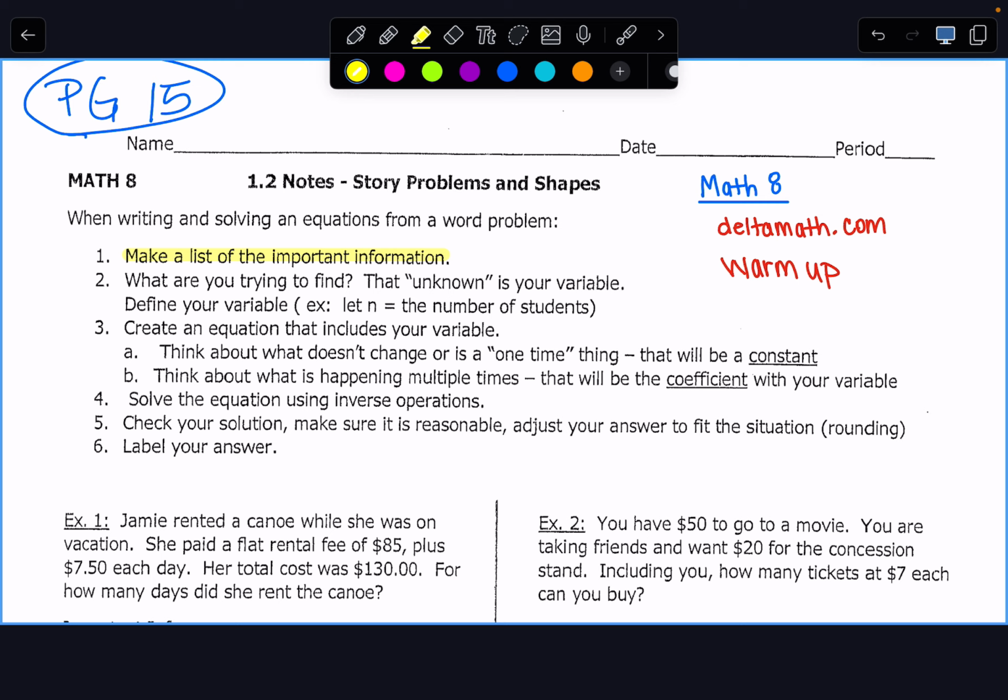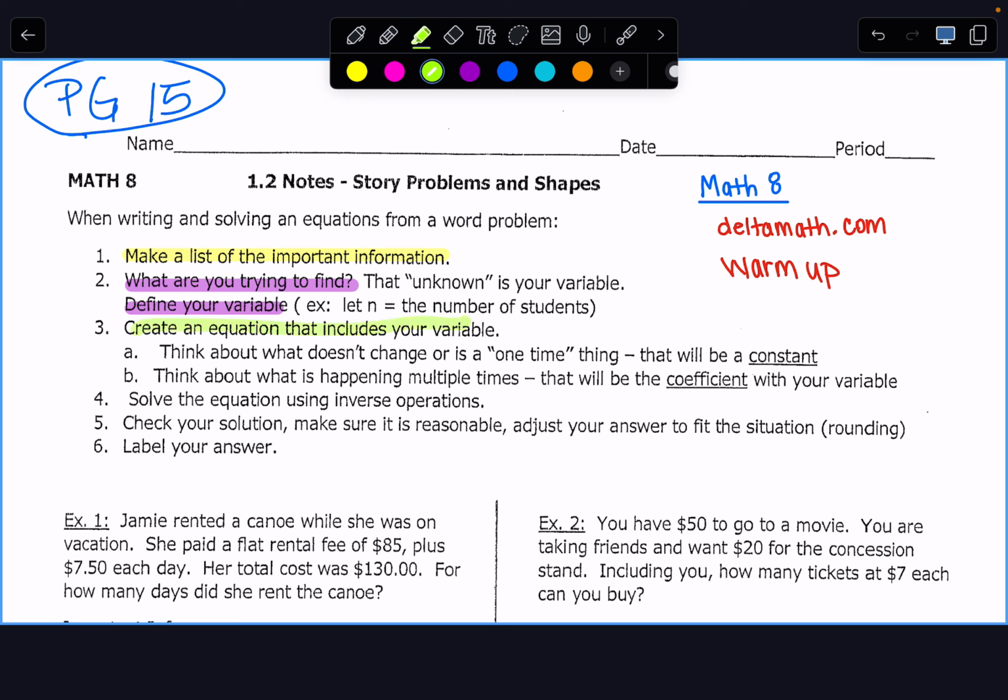We have words and numbers, and we got to figure out what numbers are important, what do they mean, okay? We also got to figure out what are we trying to find, okay? With what are we trying to find, we're going to have to define our variable. X equals the number of students. D equals distance traveled, whatever it may be, okay? We're going to get to come up with that.